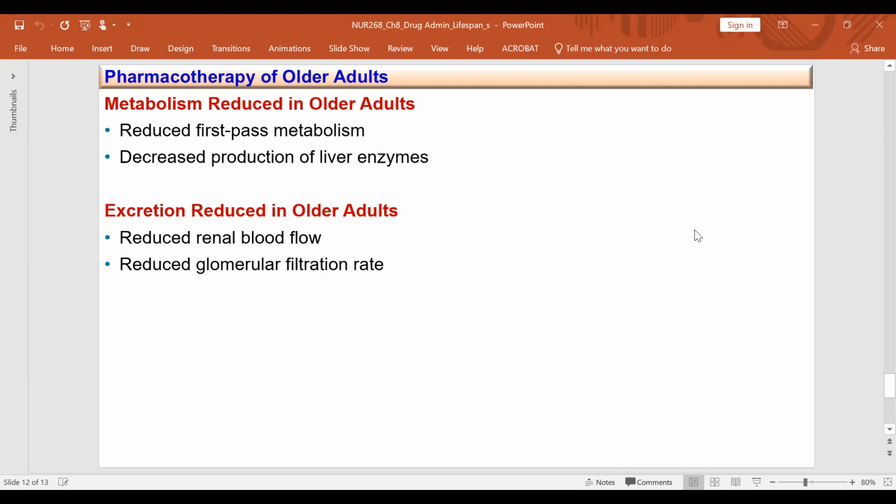So the responses to oral drugs, especially those that undergo extensive first pass effect, may be enhanced.